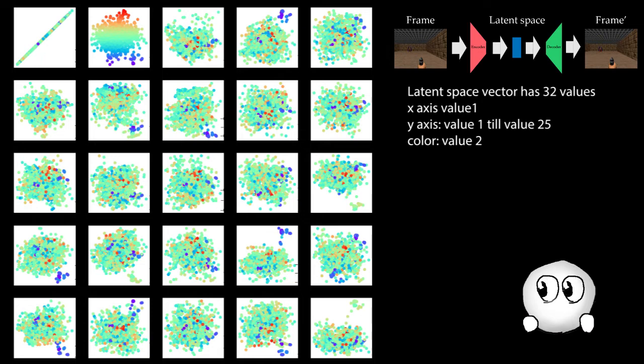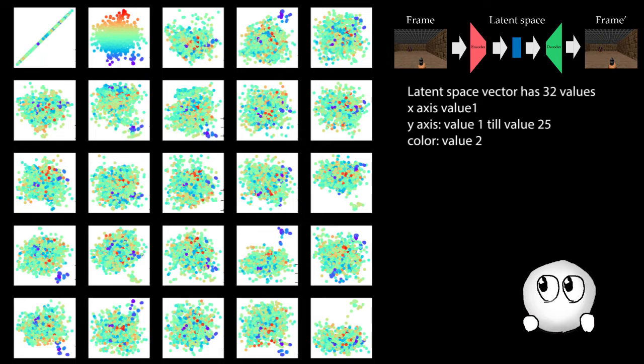I plotted 25 of these values against one of the other values. I also added an additional dimension by using color coding. So in every subplot, you can see the relationship between 3 of these latent space values. Every data point is one encoded frame. In this case, I used the data from 1000 encoded frames to get these images. Therefore, there are 1000 points in every plot.